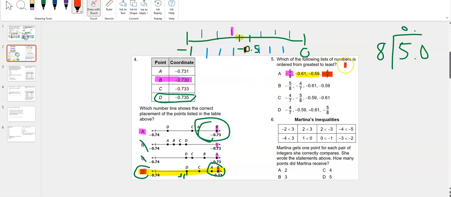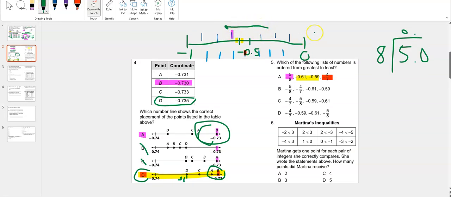So in order to go greatest to least, we are going to have to look this way, okay? Because the larger numbers are farther to the right. So my -4/7 should be first, so I know it's not A or B. The next one should be -59 hundredths, which makes my answer D. So you can convert them to decimals by dividing, but if you're not there yet, divide that number line into equal chunks and count.